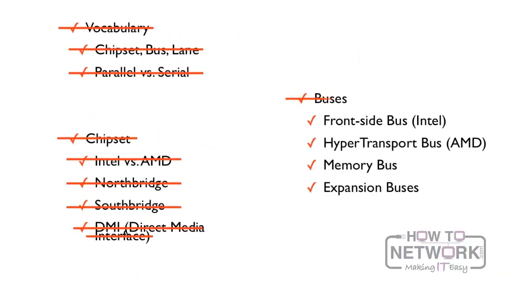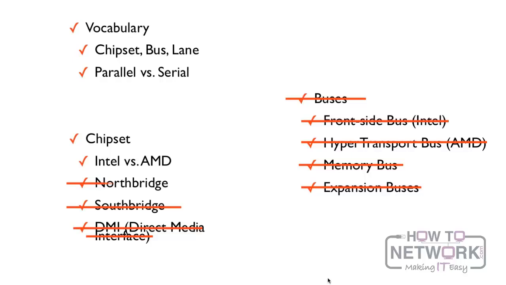So we just talked about all the different buses: front side bus, hypertransport bus, memory bus, and expansion buses. So recap this entire video. We talked about certain vocabulary, chipset being all those chips put together and marketed as one, a set of chips, if you will. The bus, which transports data from one place to another. A lane, which allows for communication in and out. We talked about parallel versus serial communication. Parallel meaning more than one bit of data at a time, whereas serial is one bit of data at a time. We also talked about the chipsets, the two major manufacturers, Intel and AMD.